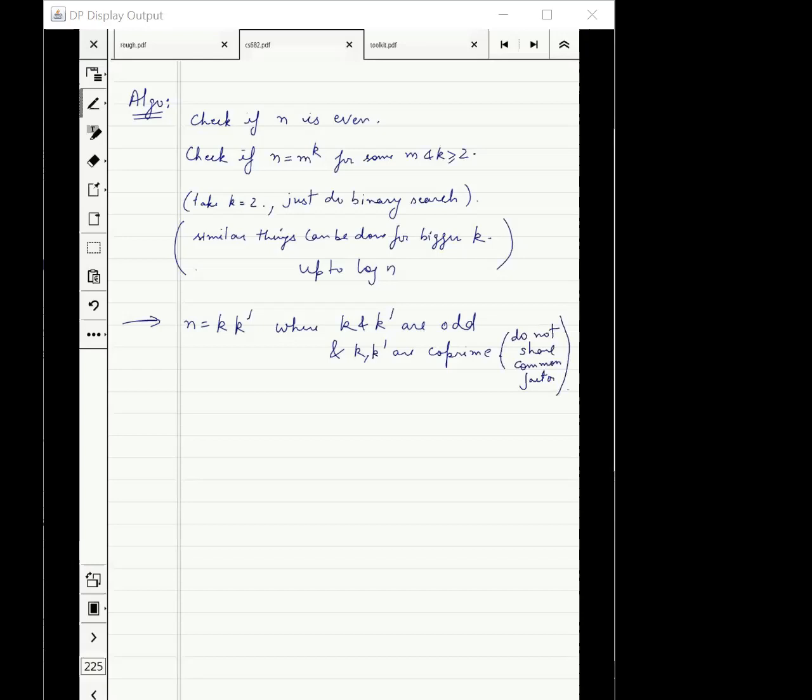Any clarifications needed at this point? This is the only case we need to solve now. Others, we have taken care of.